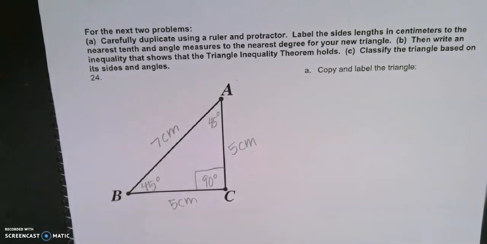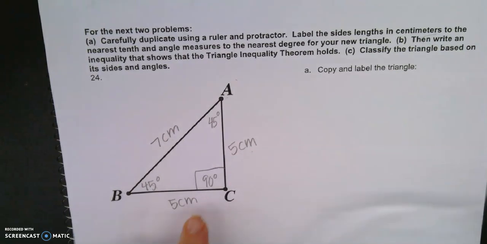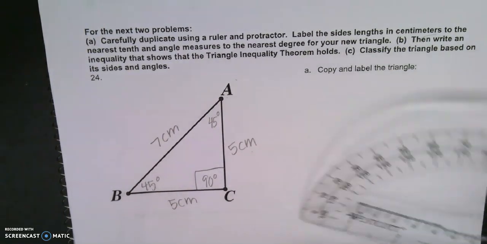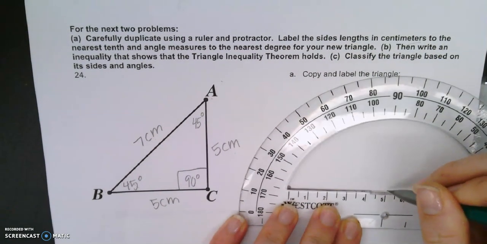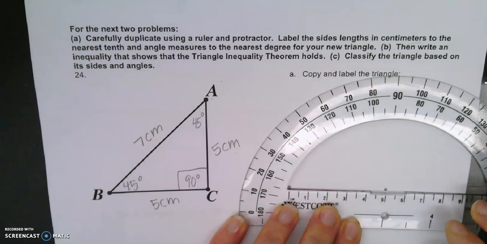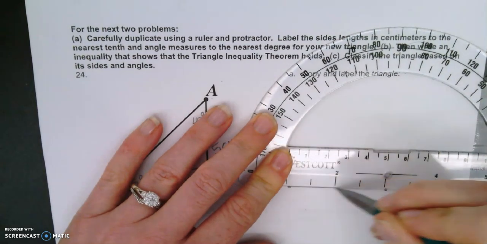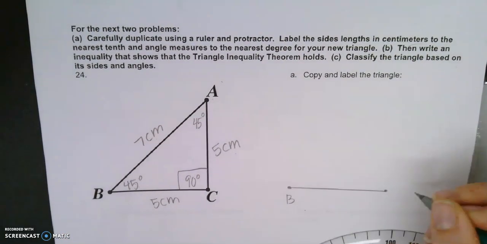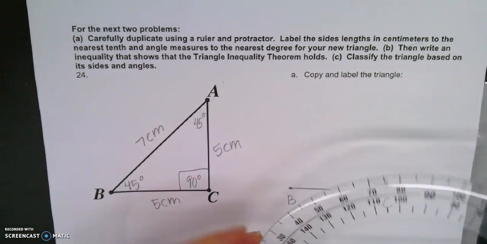Okay, let's copy and label the triangle. So the first thing I'm going to do is label and draw BC by drawing a 5 centimeter line. So from 0 to 5, my protractor has a little dent in it, so I'm going to use the down here part. And that's going to be BC. And I chose to do that because 90 degrees has nice horizontal and vertical lines.